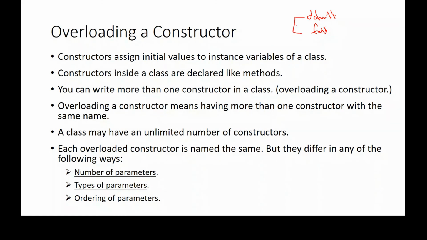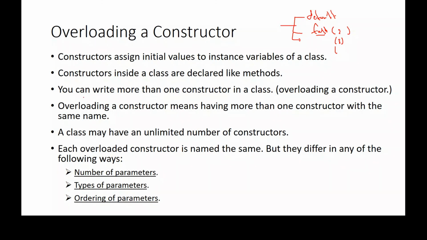Now, how many constructors can we have? Two? We can have more. We can change the order of the variables. We can have, for example, a constructor with two variables, another constructor with three variables, another constructor with something like that. And we'll see an example right now.